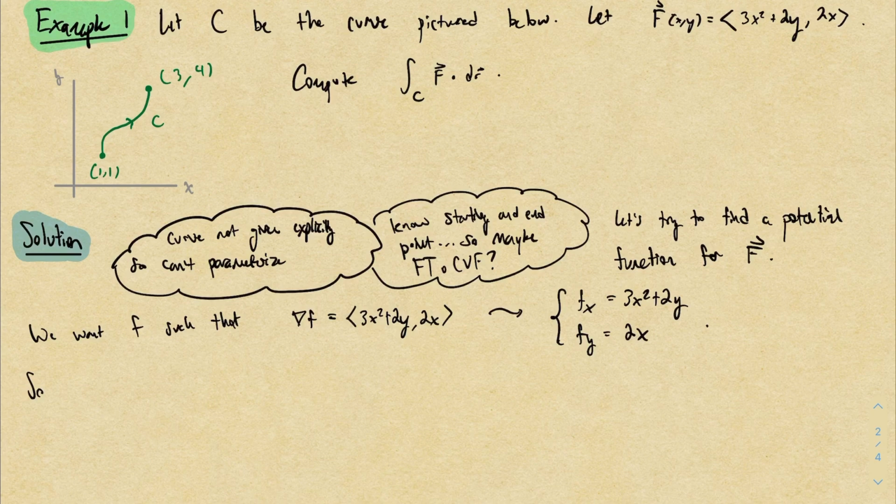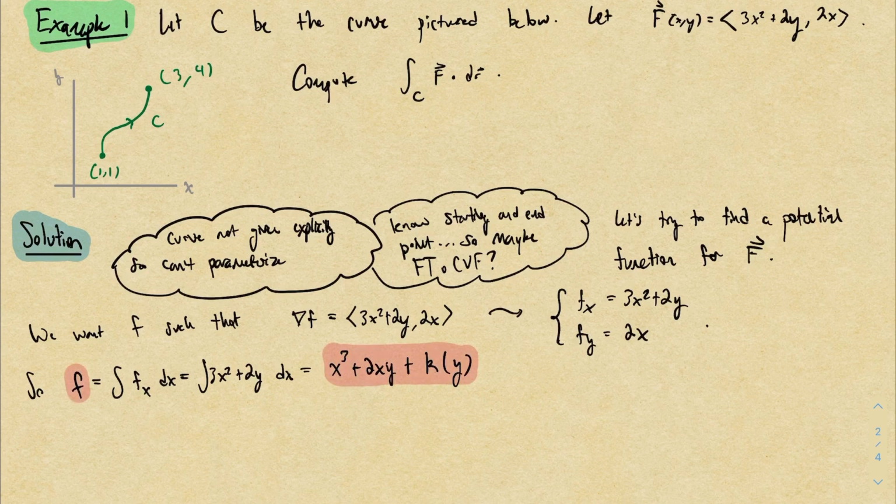But this process can get complicated, so to describe a methodical way to go about doing this, we could start by partially integrating. We know that the potential function would have to look like the integral of the x derivative with respect to x. Well, that would be the integral of 3x squared plus 2y with respect to x, which would be x cubed plus 2xy plus a constant, which, with respect to x, this constant could be some function k of y, and we don't know what that is. But we could figure it out using the y derivative. So we know that f has to look like this in pink.